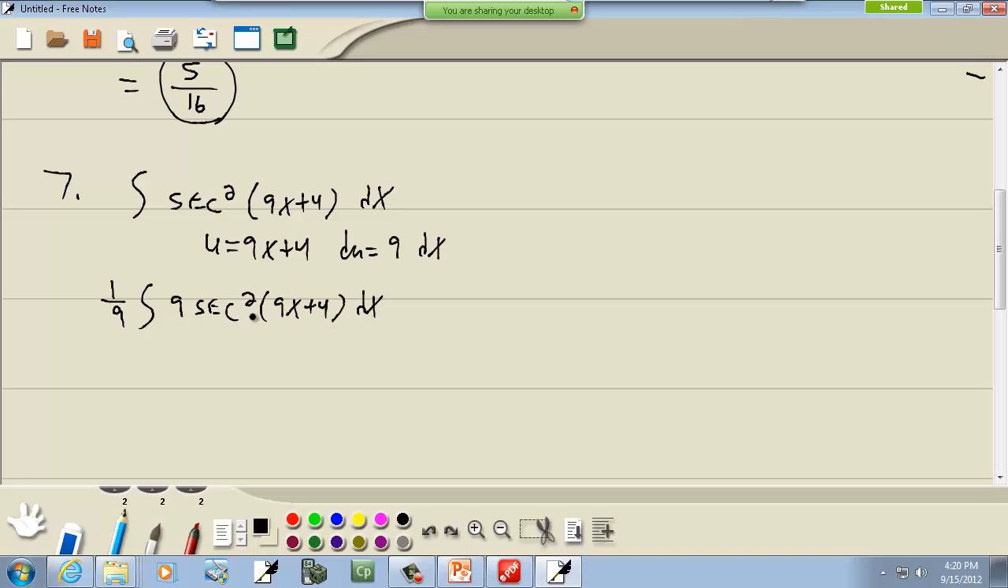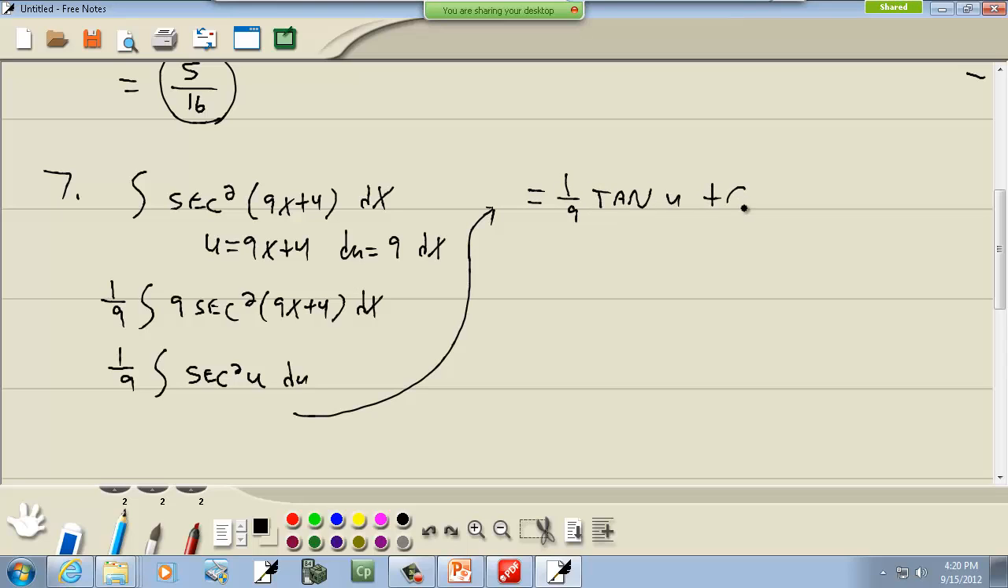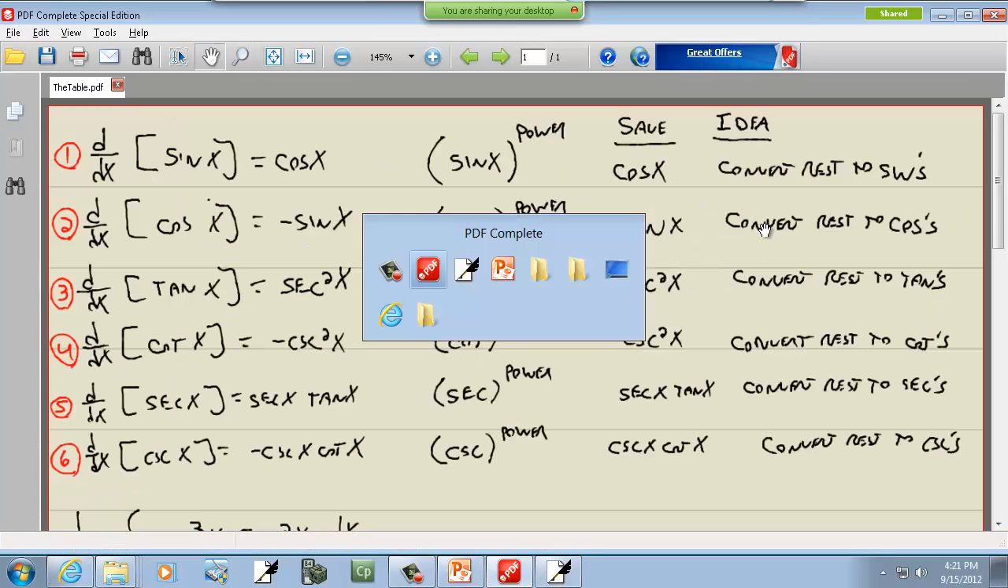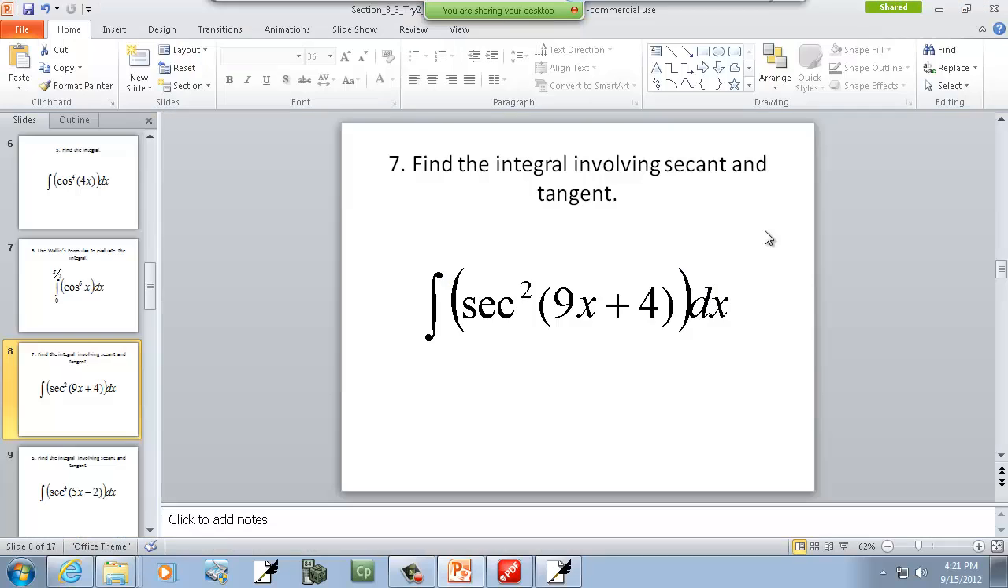Like this. And now we can replace this. This becomes secant squared u du. The 9 dx gets replaced by du. And then this becomes 1/9 tangent u plus c. And u, as we said, was 9x plus 4, so this would be tangent 9x plus 4 plus c. And that's our answer. And let's go to our next problem.